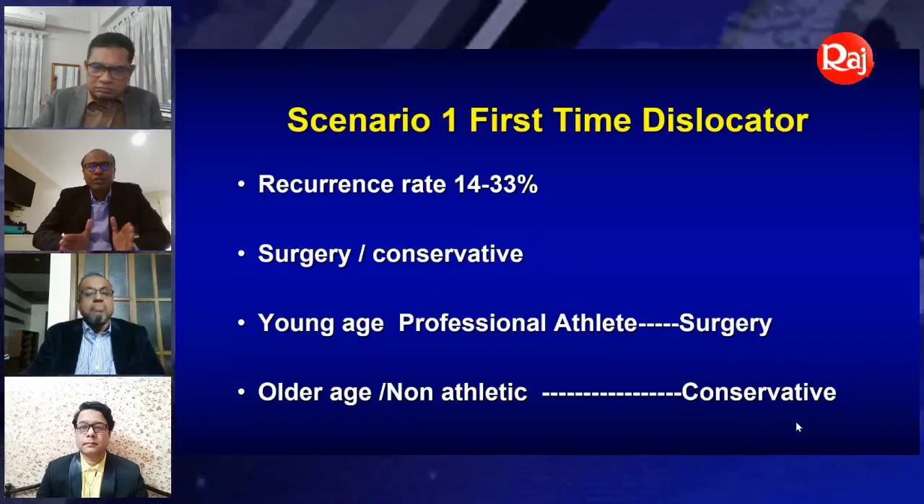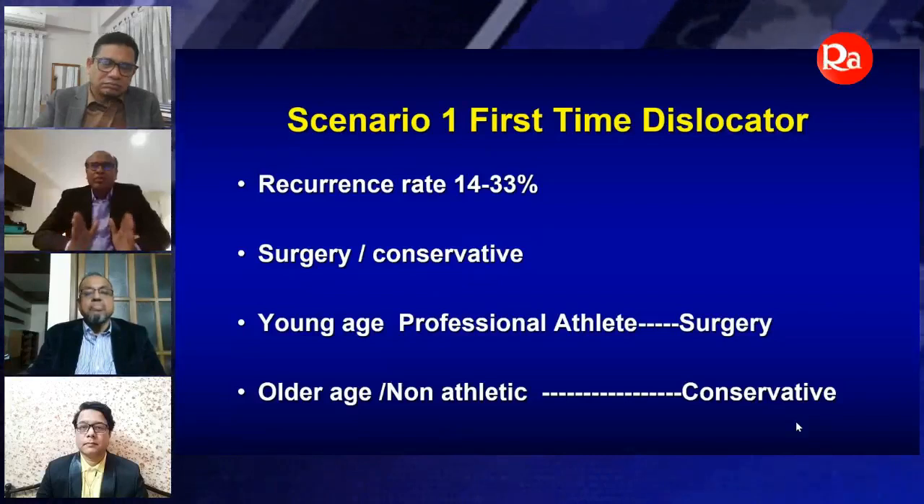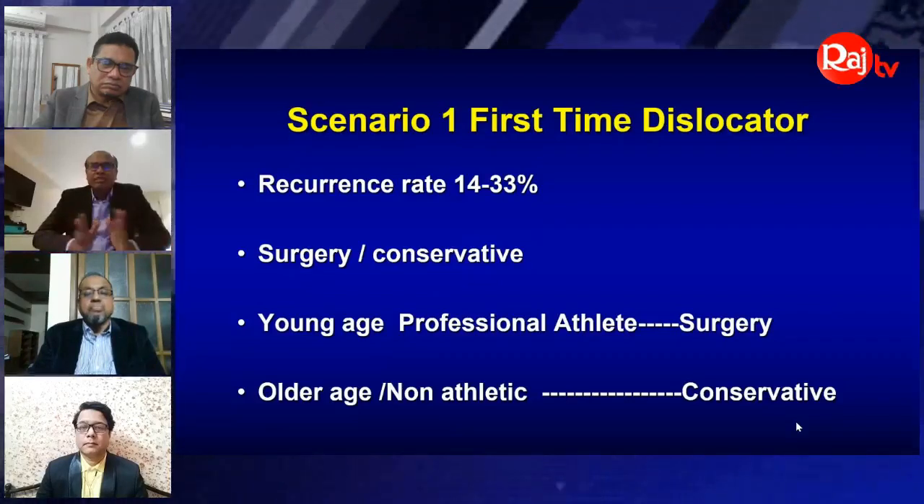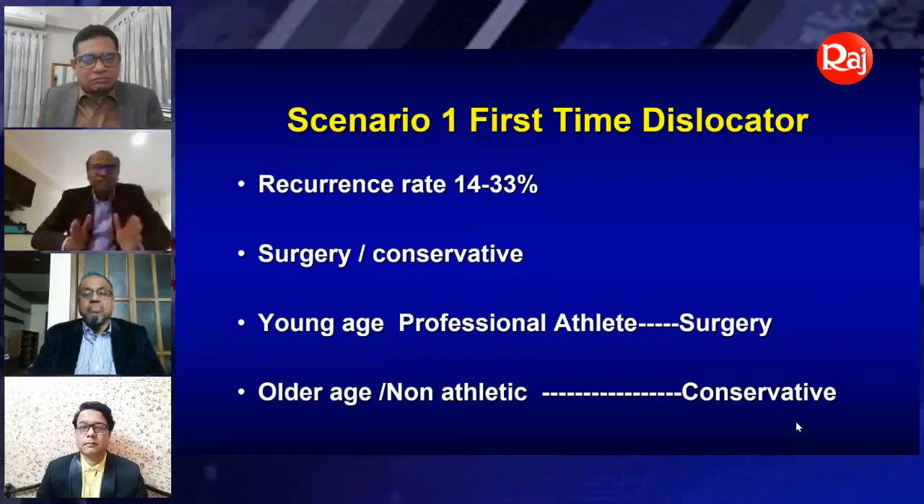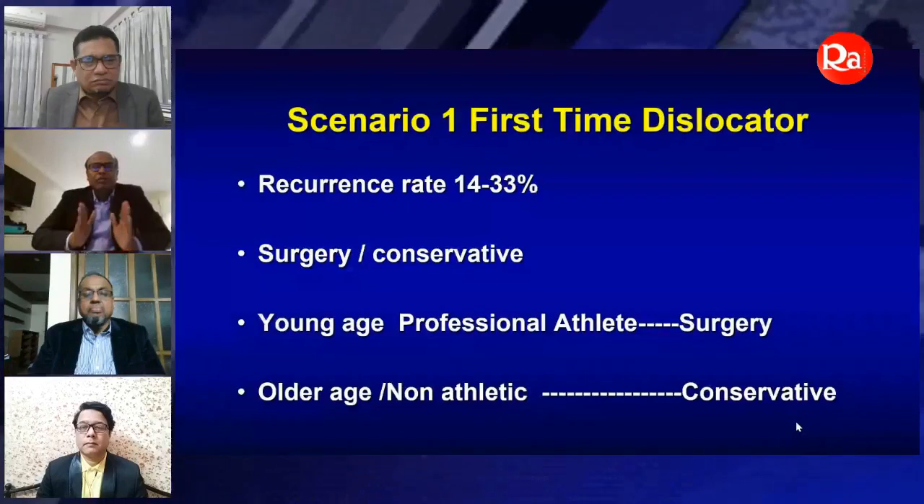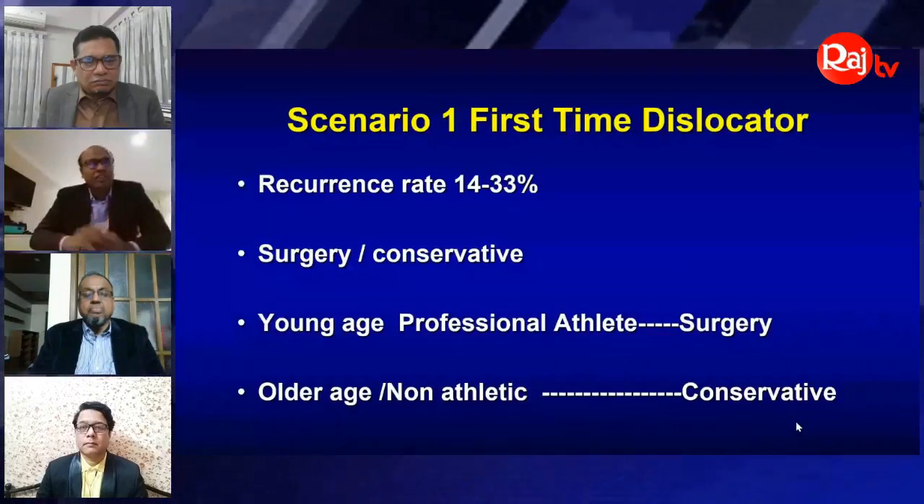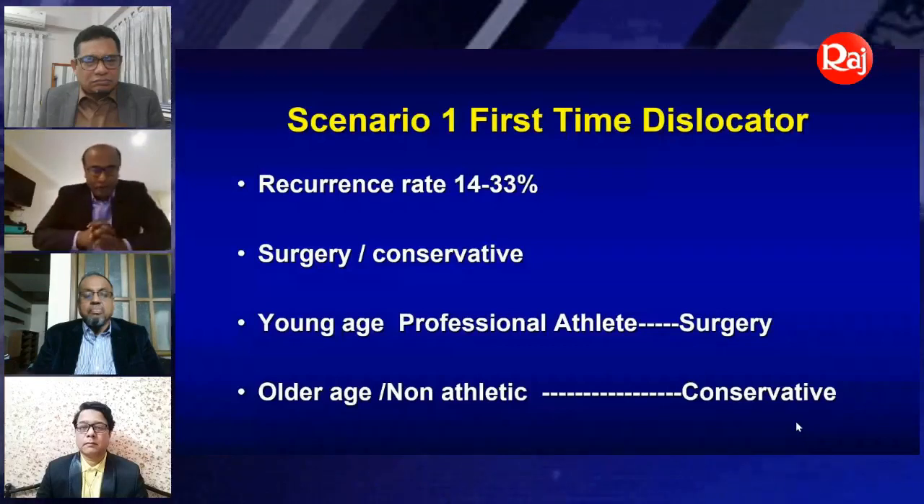In first-time dislocation, there is a higher recurrence rate in the younger population. So for a young age, professional athlete or demanding shoulder, in a first-time dislocation you can plan for a surgical option. So the planning has changed. We have changed our plan accordingly.